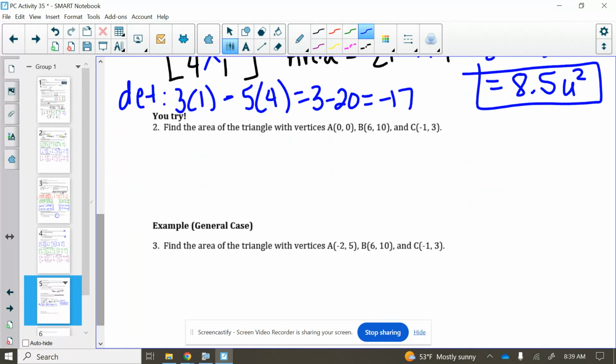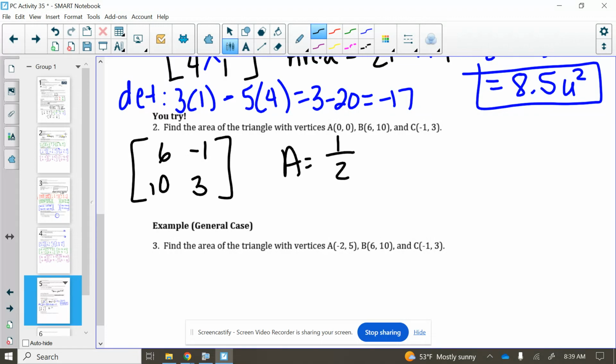There is one for you to try in number 2. You are going to set up your matrix using the 2 points that are not at 0, 0, and then 1/2 the absolute value of your determinant to get the final solution.